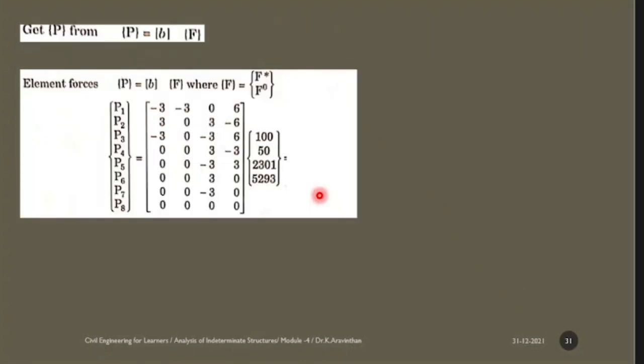Now the last step is generating the final force, that is P equal to B into F. Now you know the beta matrix is this value, and multiply by F. What is F? F consists of F star and F naught. So your F star is 100 and 50, and F naught is 2301 and 5293, which you got now.